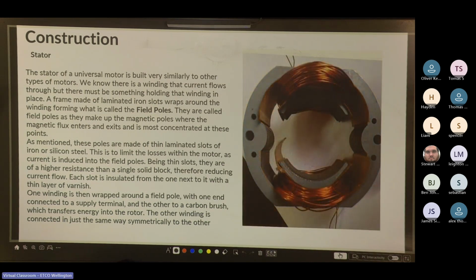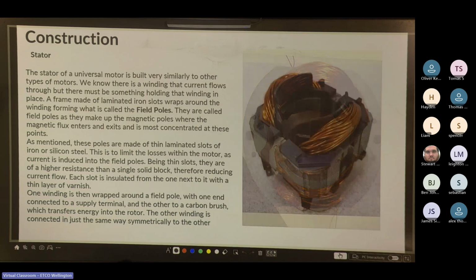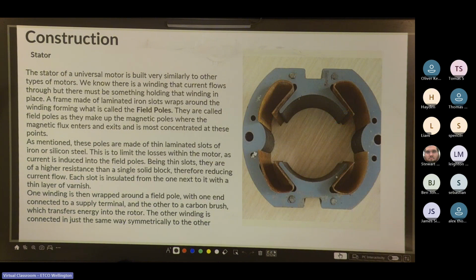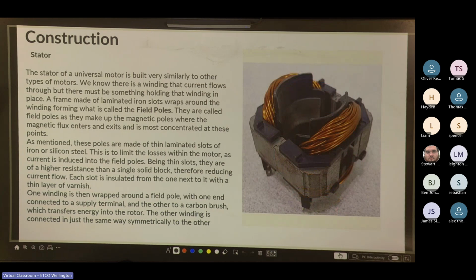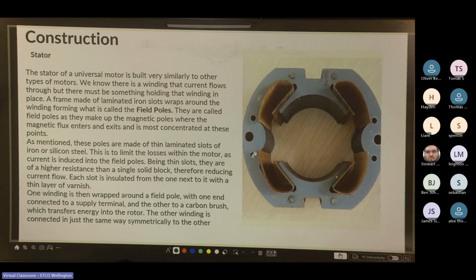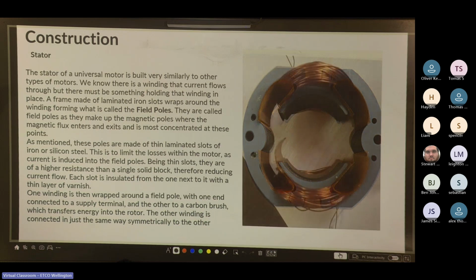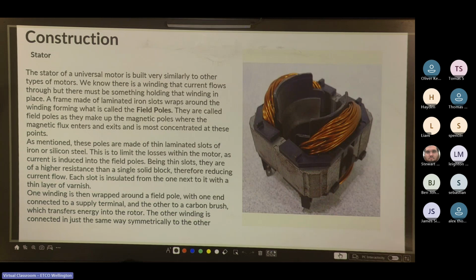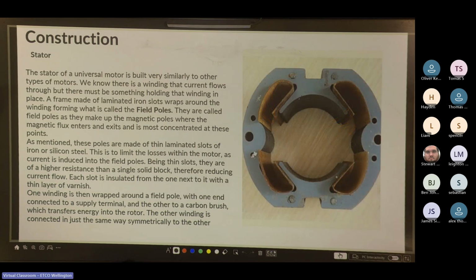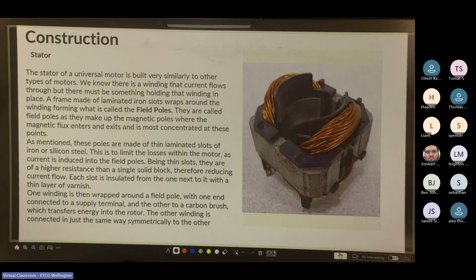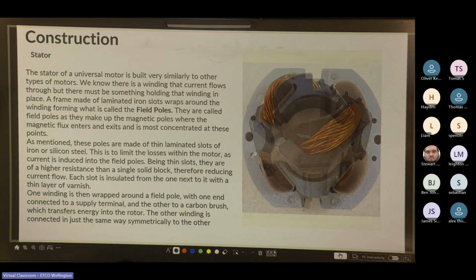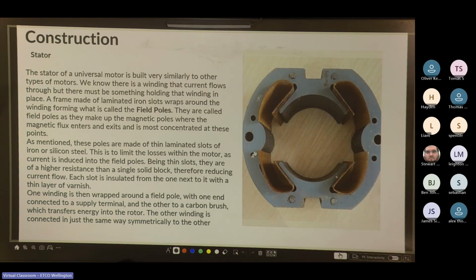As mentioned, these poles are made of thin laminated slots of iron or silicon steel. This is to limit the losses within the motor as current is induced into the field poles. Being thin slots, they are of a higher resistance than a single solid block, therefore reducing current flow. Each slot is insulated from the next to it with a thin layer of varnish. One winding is then wrapped around a field pole, with one end connected to a supply terminal and the other to a carbon brush which transfers energy into the rotor. The other winding is connected in just the same way, symmetrically to the other.